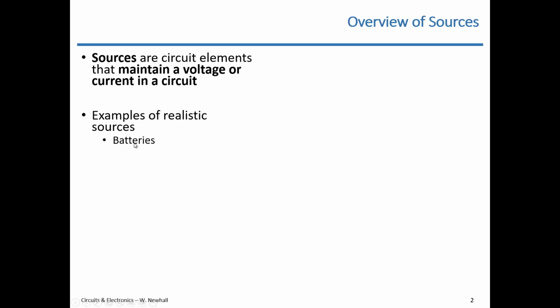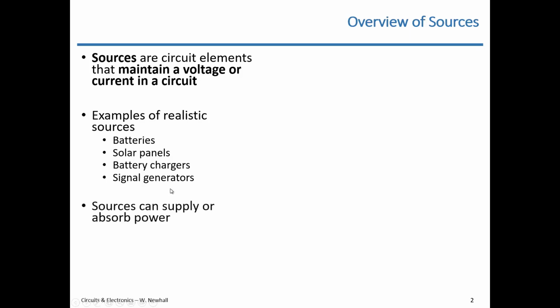So for example, batteries. Right? Batteries are an electrical source that largely maintain a voltage. Solar panels, right? That's an electrical source. Battery chargers, that's another source. I'll show you those can be a current source. Signal generators, like an RF signal generator or a function or waveform generator that you have in lab. That's an AC source mostly.